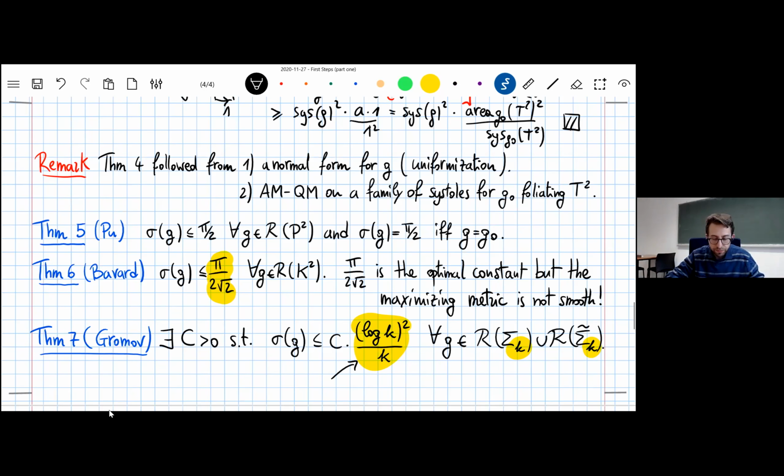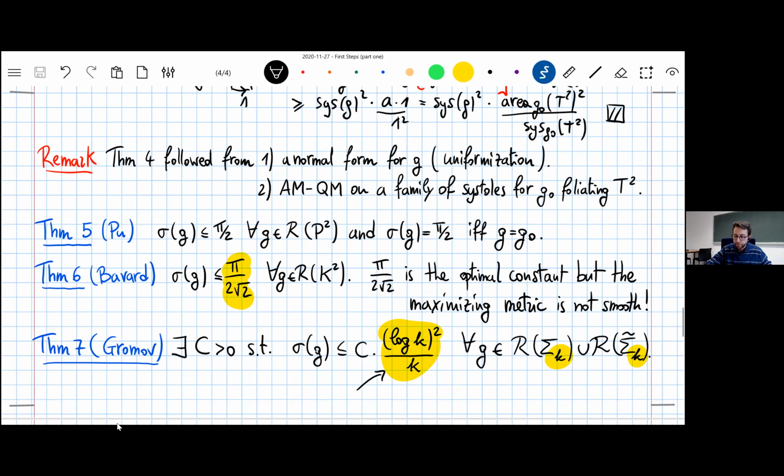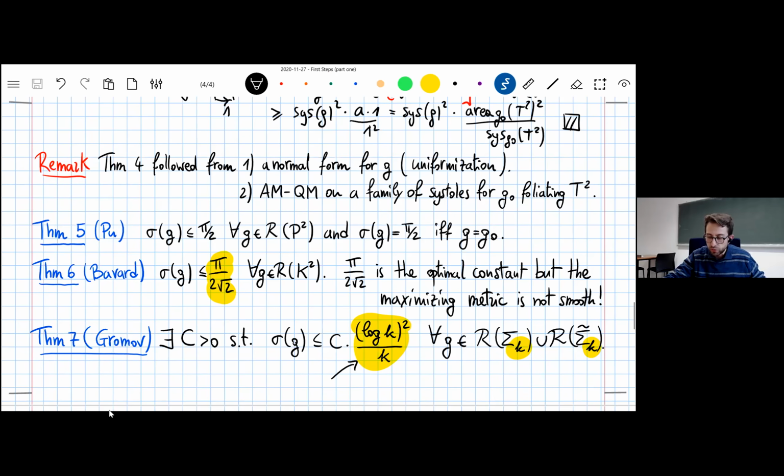Now, from this kind of innocent result, we go to the theorem of Gromov, which is very deep, and also it uses techniques which are very far from the techniques we will see today, also in the talk, of symplectic geometry. So I put it here just to give a complete picture. Okay, so this is a small survey about systolic inequalities on surfaces.